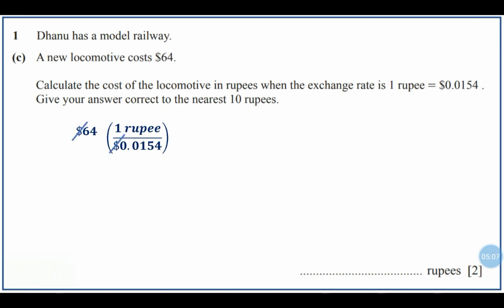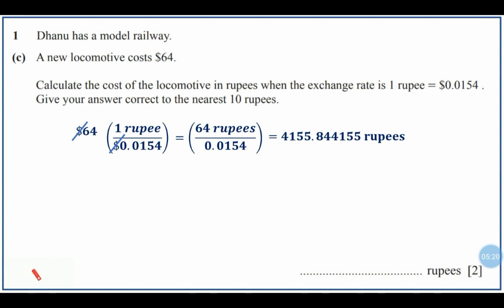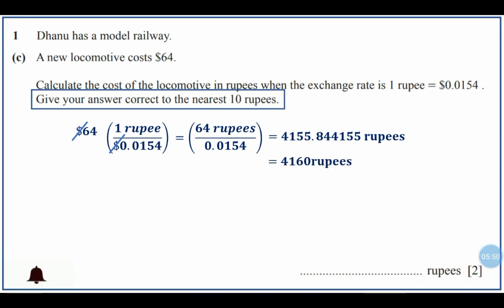Why did I do that? Because I want to cancel out the dollars, which means it will give me 64 divided by 0.154, leaving a remaining rupee. So I'll have 415.584 and so on, but that decimal part is not significant anymore because I have to give my answer to the nearest 10 rupees. The tens digit here is 5, and following that 5 is another 5, which means I have to add 1 to the tens digit, which will give me an answer of 4,160 rupees. You will get 2 marks.